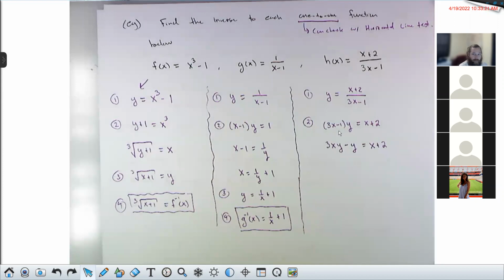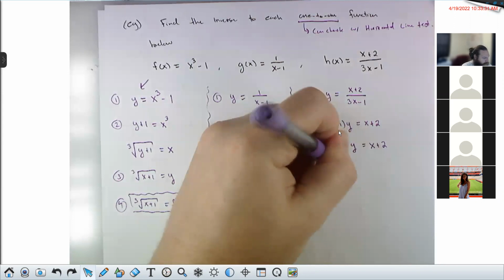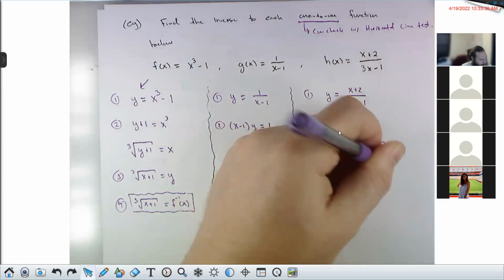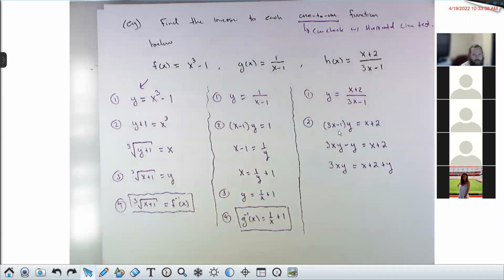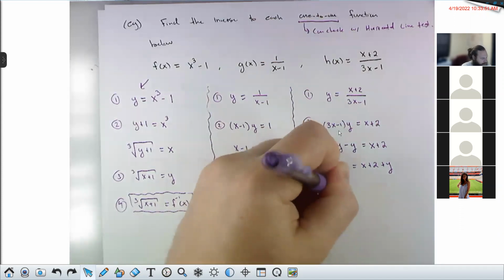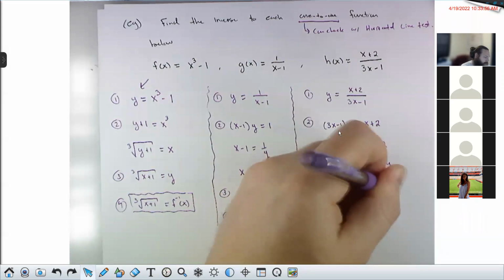And now every term that has an x comes to the left. Every term that doesn't have an x goes to the right. So first, let me bring the minus y over to the other side. So I have 3xy equals x plus 2 plus y, adding y to both sides. So now there are no terms on the left without an x, but there is a term on the right with an x. So I need to bring this over here. 3xy minus x equals 2 plus y.